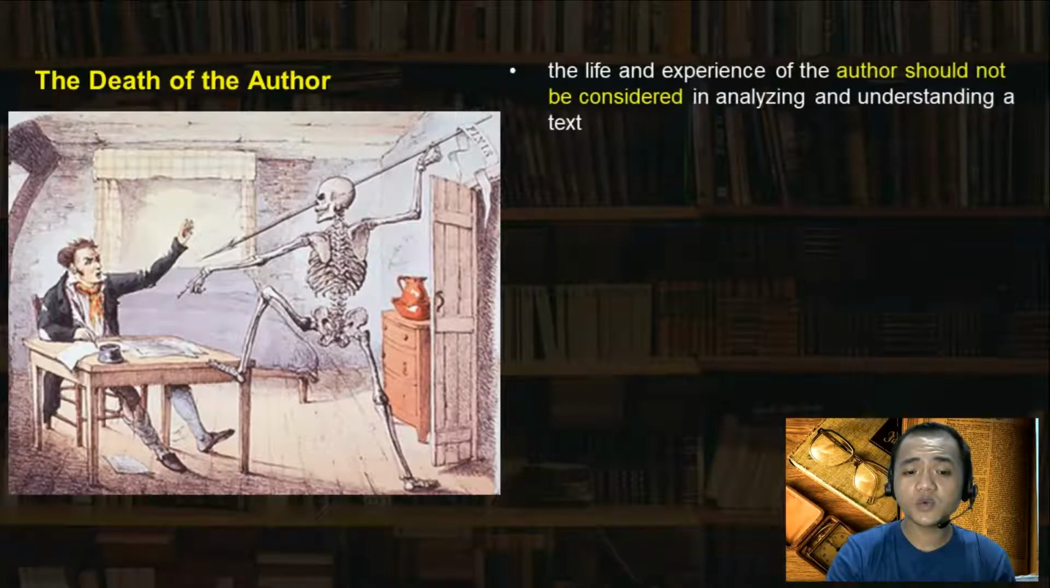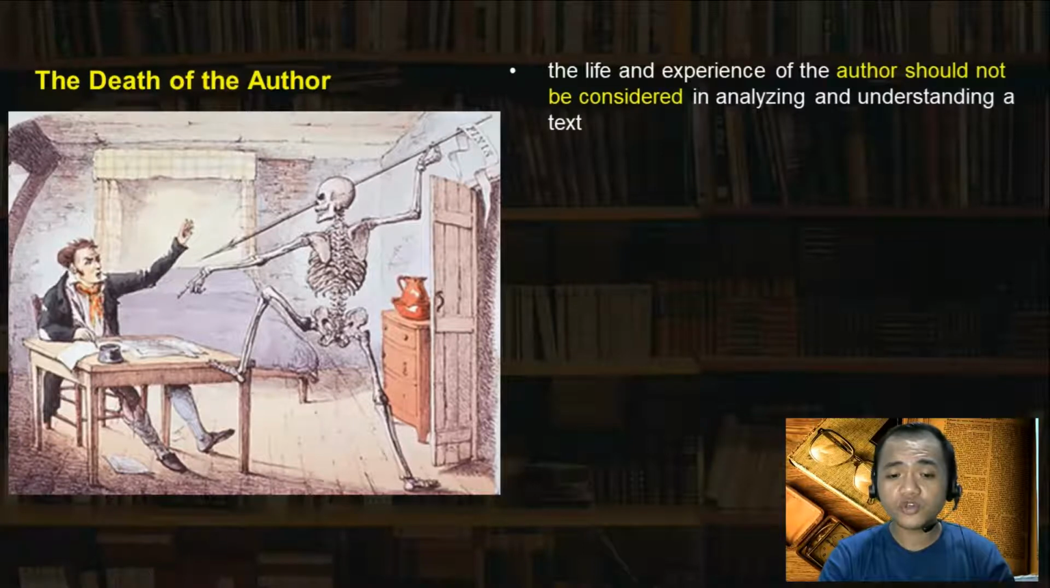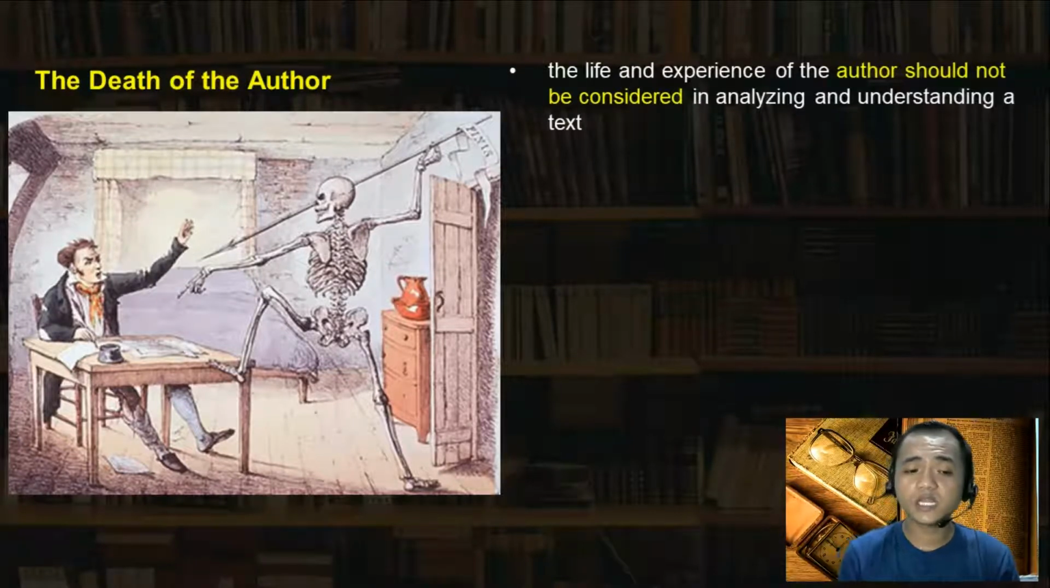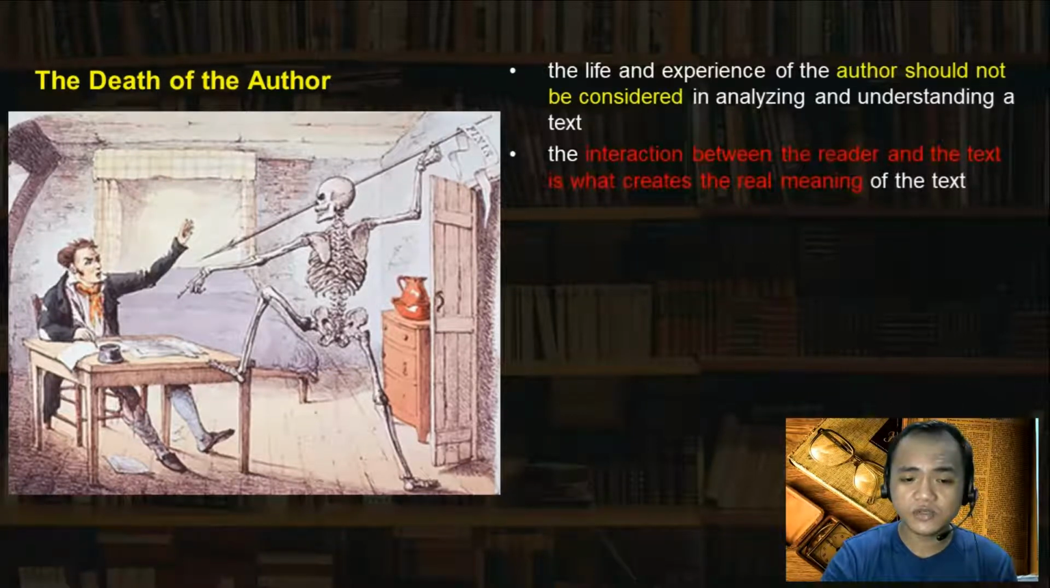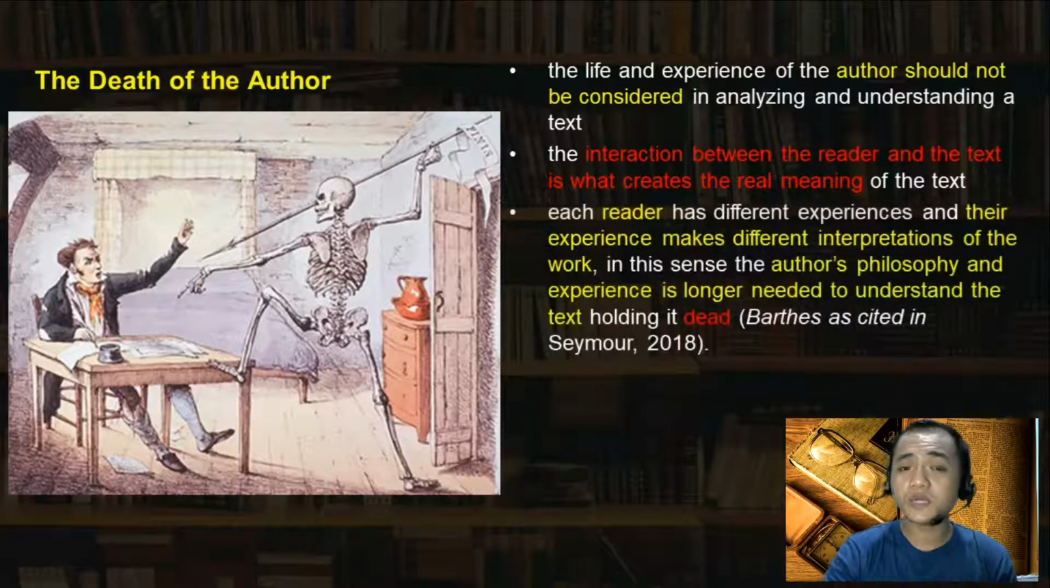The proponents of this view argue that the life and experience of the author should not be considered in analyzing and understanding a text, because they believe that the interaction between the reader and the text is what creates the real meaning of the text. The meaning daw is within the reader lang talaga, according to them. For them, each reader has different experiences, and their experiences make different interpretations of the work. According to the critics of the biographical approach, readers interpret the text using their own experiences, and because of the innumerable experiences of the readers, there is a multiplicity of interpretation. Iba-iba yung interpretation ng mga reader.